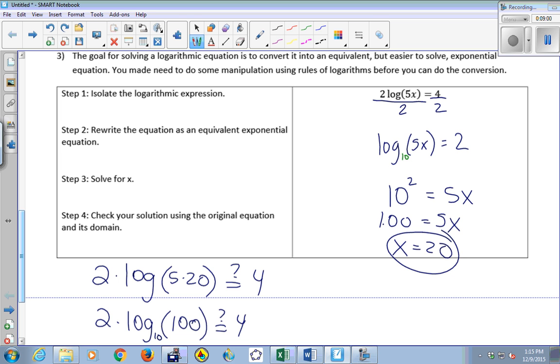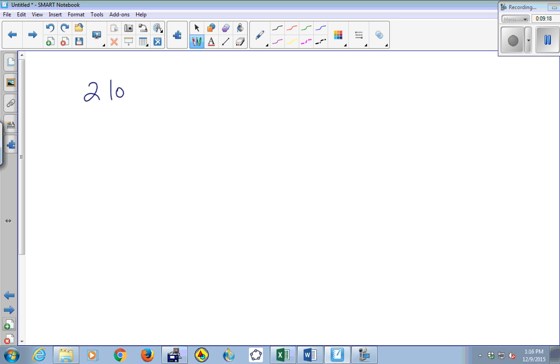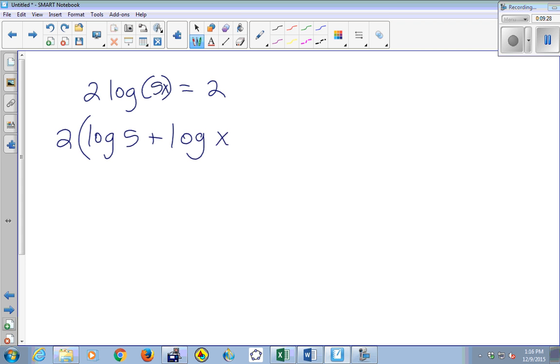Say that again. Why can't I subtract what? Log of 5? What about the x? Oh, okay. So we've got 2 log 5x equals 2. So you're saying that's 2 times log 5 plus log x. That is true. But this actually makes it harder to solve, right?